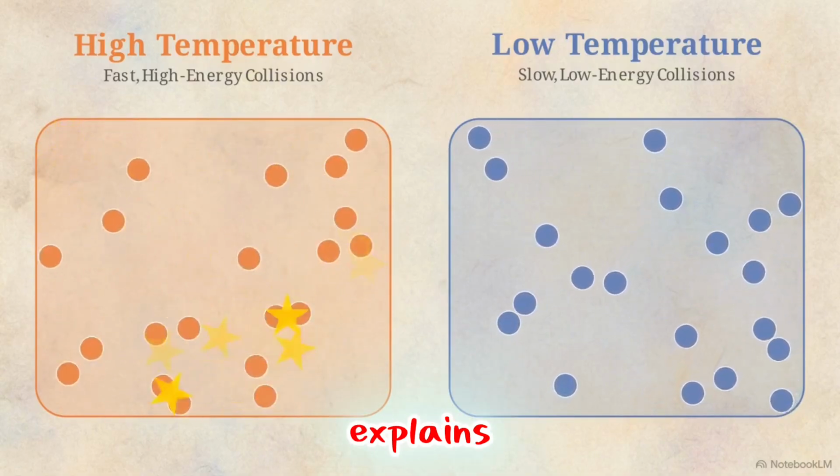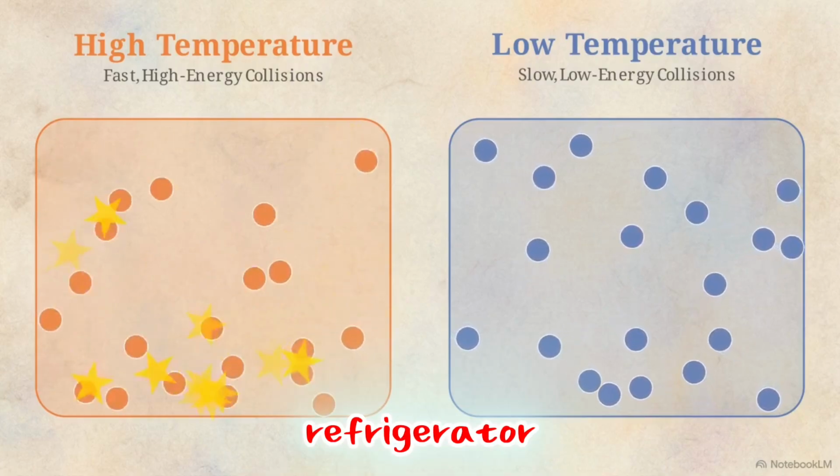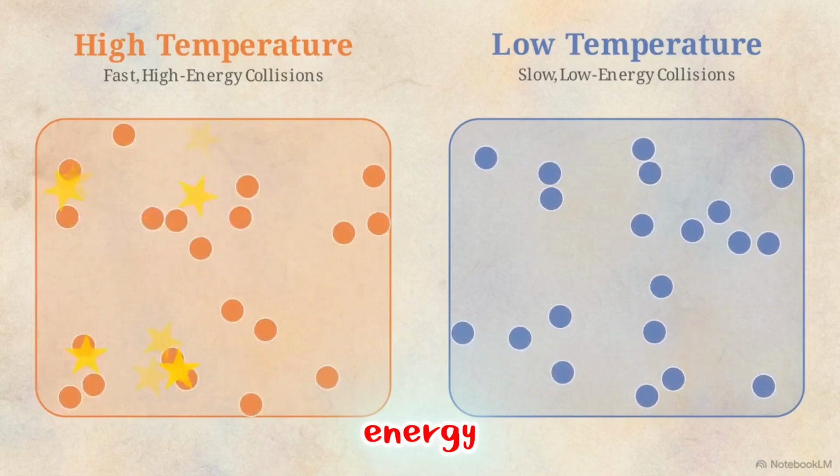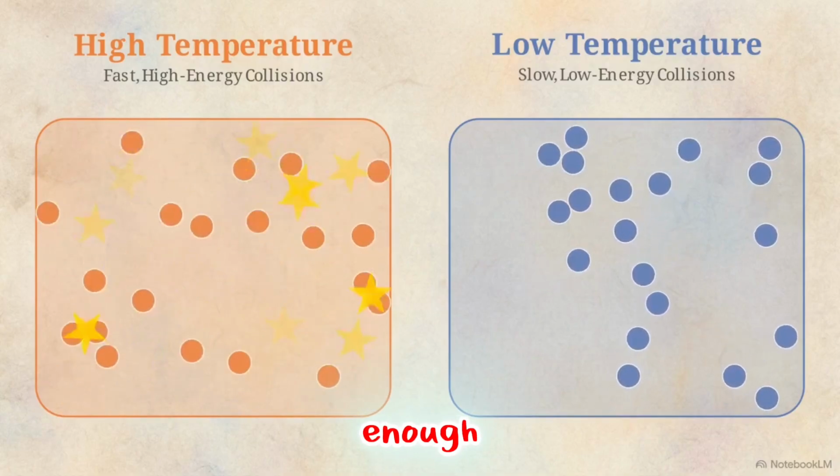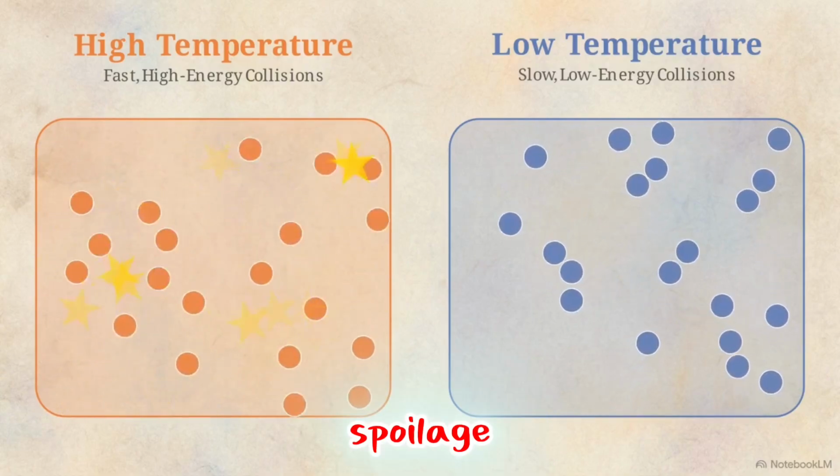The same logic explains why food stays fresh in the refrigerator. Cooling removes that energy, slowing the particles to a crawl. They can't hit each other hard enough to trigger the reactions that lead to spoilage.